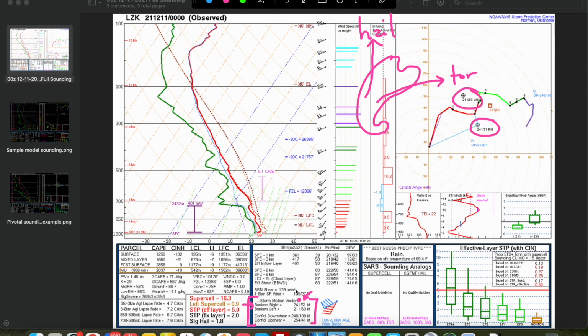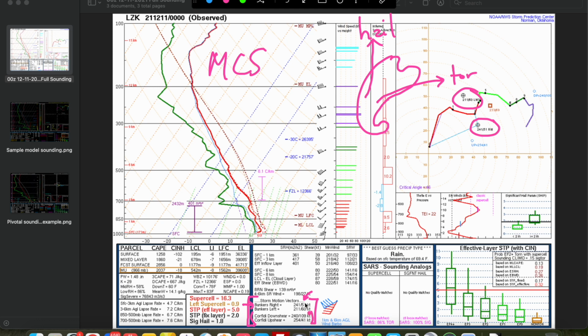When I see something like that, I like to look at the Bunkers right mover storm motion as an estimate for storm motion in a given environment. Then down here we have the Corfidi vectors. These vectors right here. And we talked about this before. These are your MCS motion vectors.